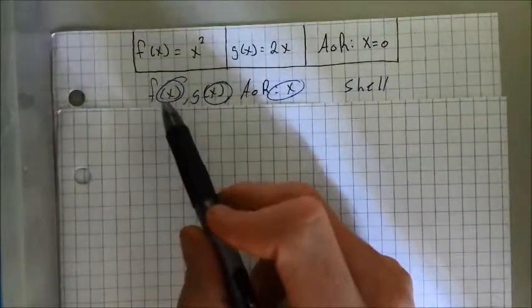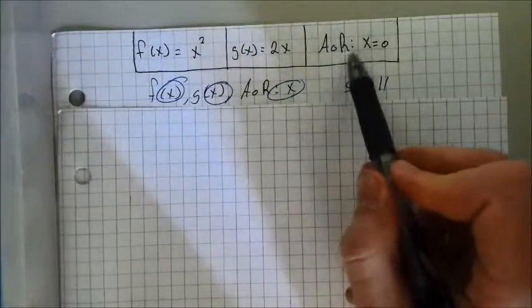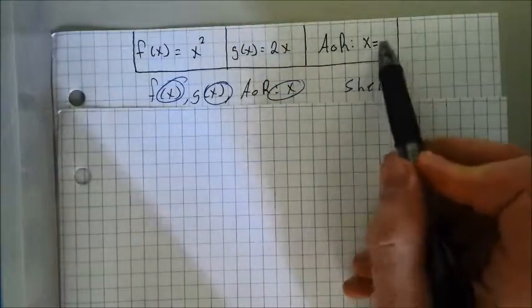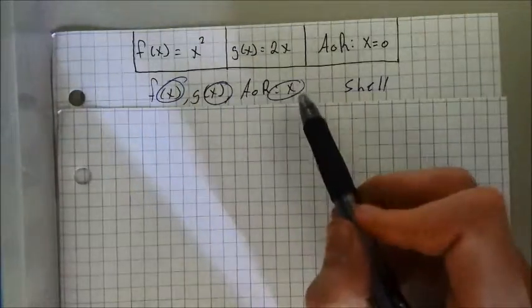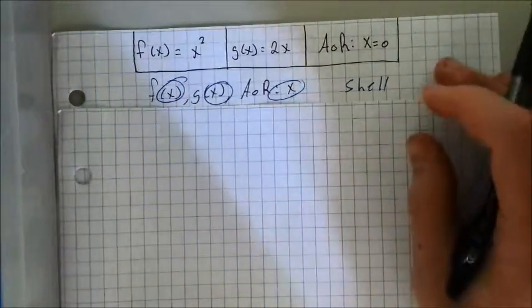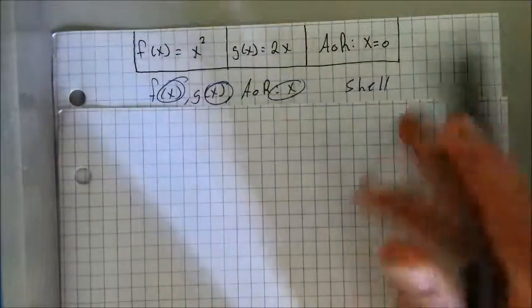If, instead, we were given f of x and g of x, and then our axis of revolution were y equals some arbitrary value, then we could no longer use the shell method without modifying our functions. We would instead be forced to use the disk method. But in this case, they're all the same, and we can use the shell method.